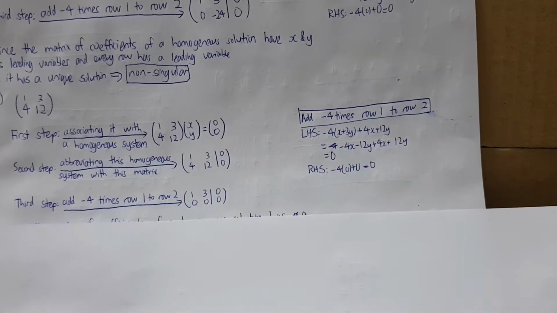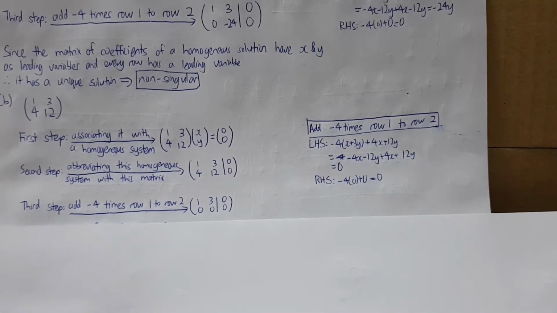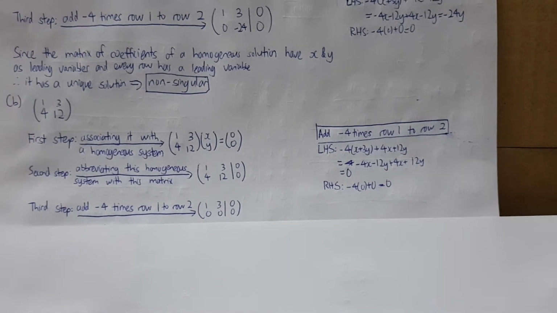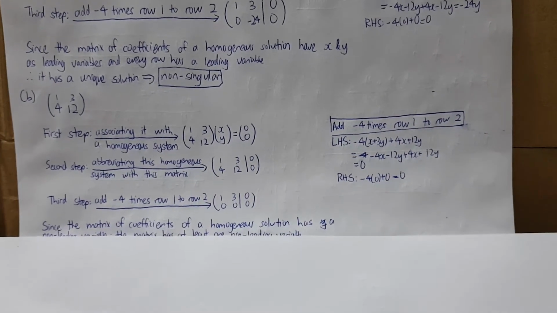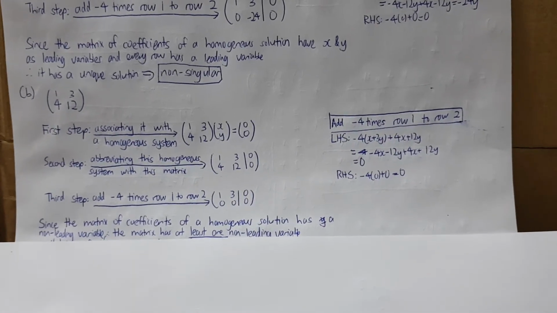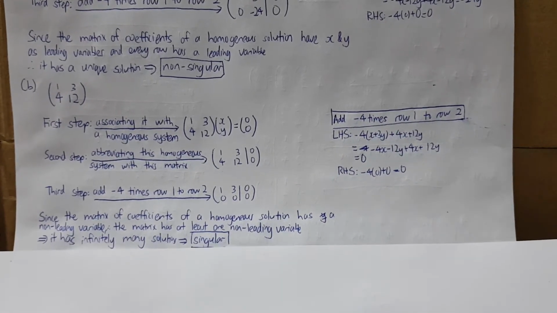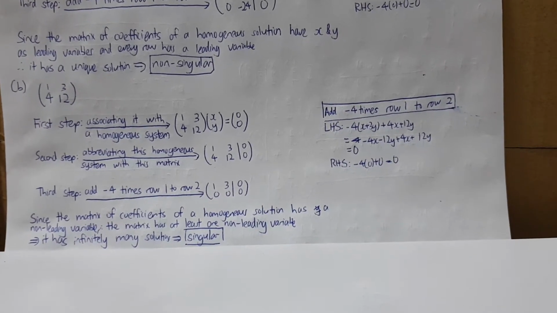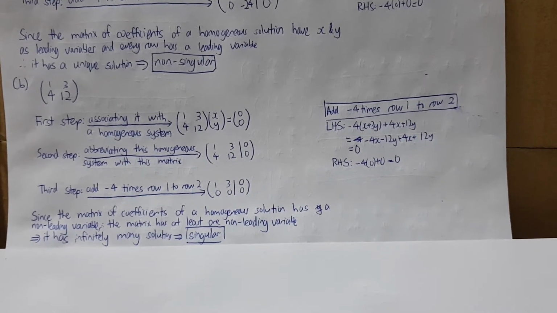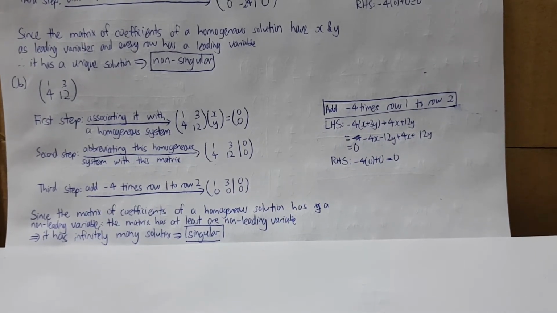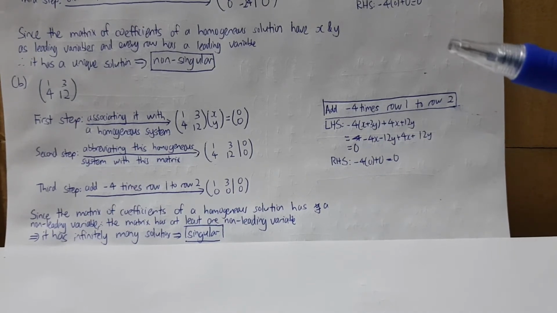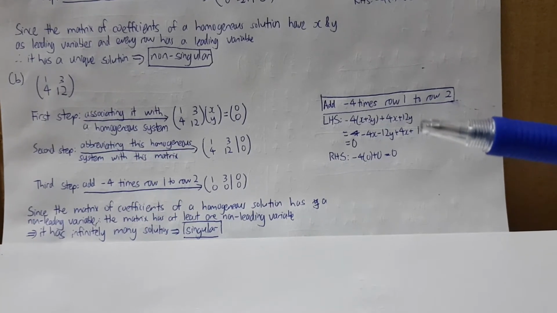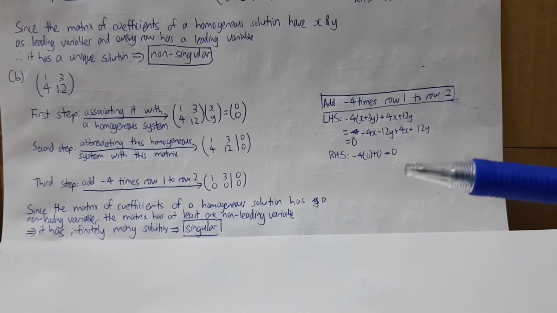And now, as you can see, this second row has no leading variable, and hence y is not a leading variable. So hence, since the matrix of coefficients has a non-leading variable, therefore it has infinitely many solutions, and this makes it singular. We can only apply this kind of reasoning, deciding whether the matrix is singular or non-singular depending on whether it has a unique solution or many solutions, when the matrix is a square matrix.